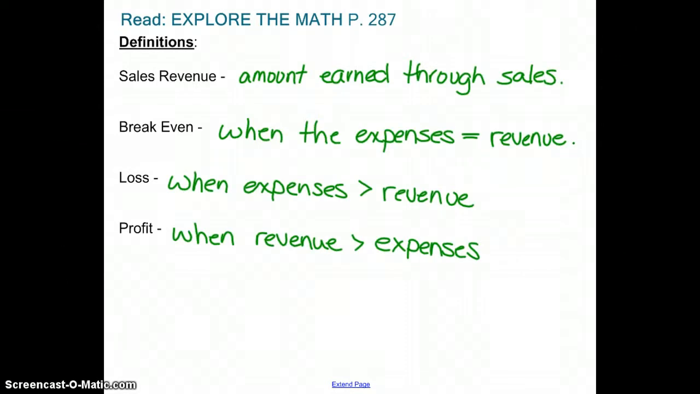Then we're going to explore the math on page 287 and fill out the following 2 pages of definitions. Go ahead. You can check out your definitions here on the board.